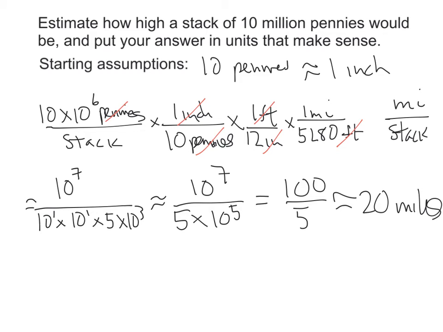This estimate might be a bit high because we rounded 12 down and we rounded 5,280 down. So that means the actual number is probably a little more like 16 miles or so, but clearly much too high for us to actually build or stack.